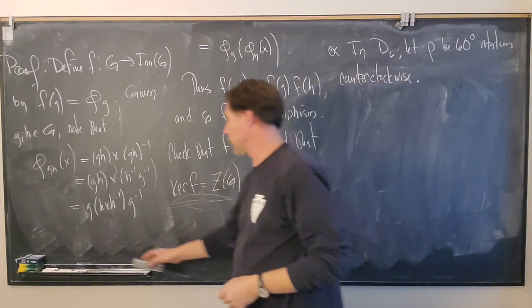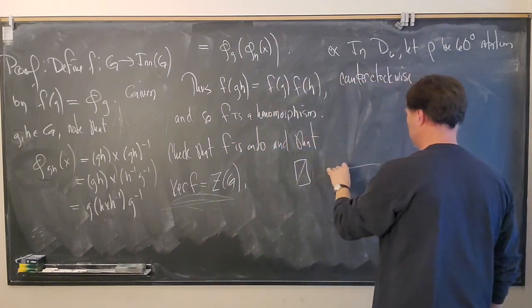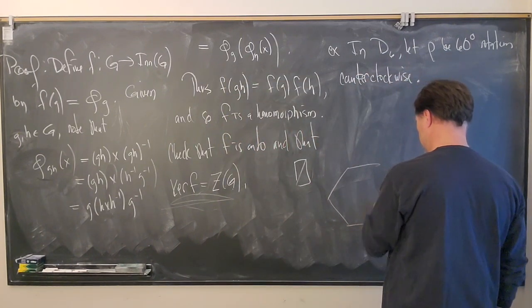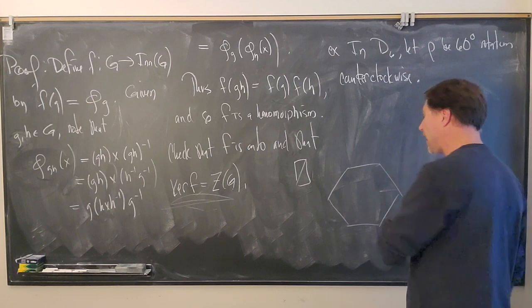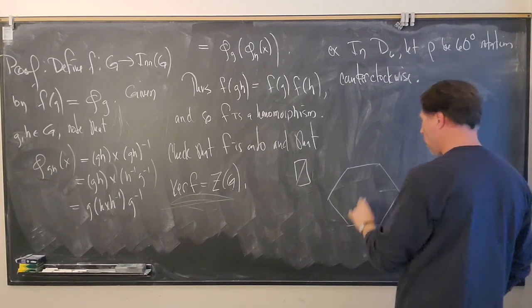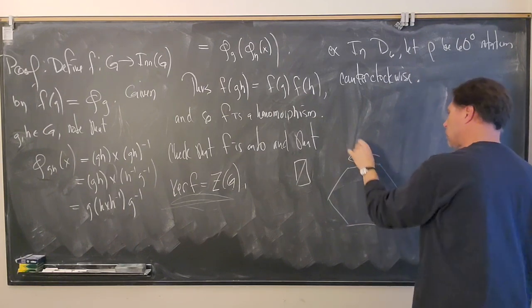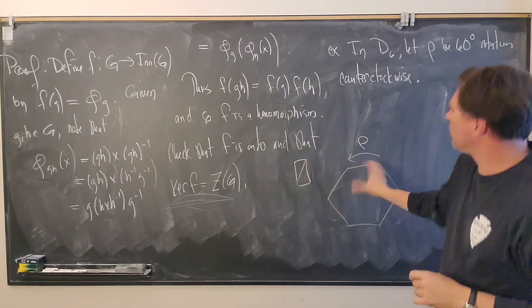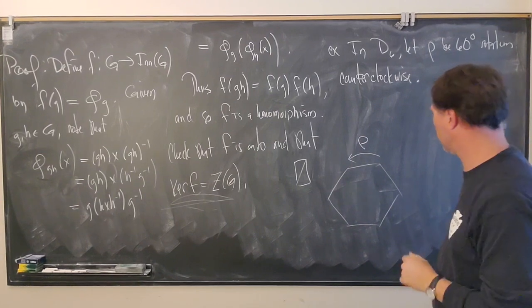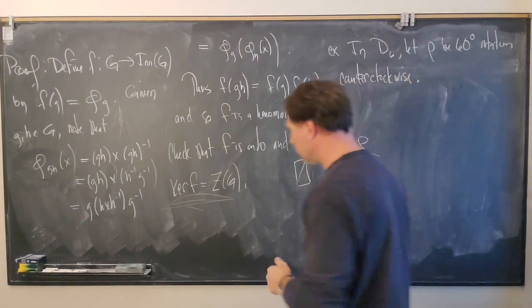Right, so that's one of the typical elements. Remember, D6 is the symmetries of a hexagon, and so rho would be the rotation that moves the dial one click to the left, if you like, counterclockwise.